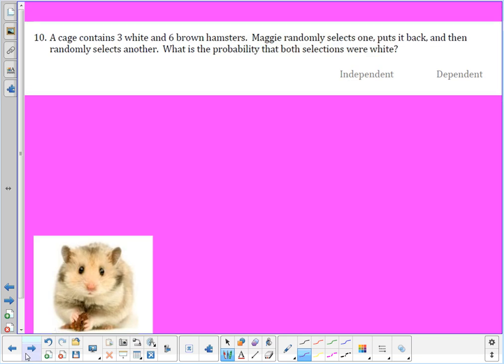And then the last one, number 10, it says a cage contains 3 white and 6 brown hamsters. Maggie randomly selects one, puts it back, and then randomly selects another. What's the probability that both selections are white? Okay, so here we're looking for 2 different hamsters that she's pulling out of this cage. Selects one, puts it back, selects another. So hamster number 1, hamster number 2. And the fact that she puts them back means that it's independent because she hasn't changed the number in the cage. She took one out for a brief second, but then she put it back in. So the number in the cage is still the same.